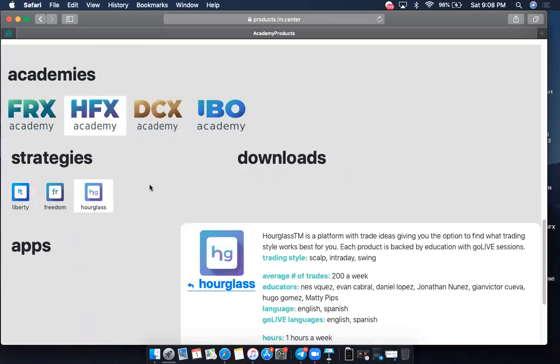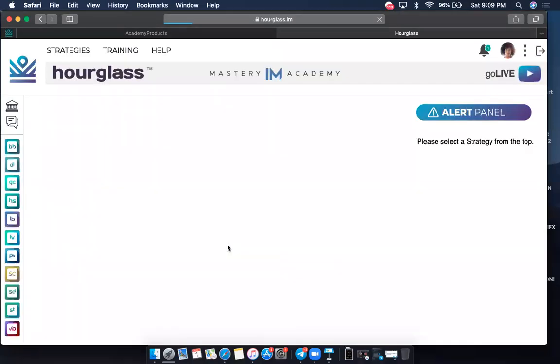If you have the elite package, you already have access to the hourglass. If you only have the basic package or just the HFX package, and you notice that your hourglass is black and white, you will need to go to your back office, im.academy, and go to where it says shopping cart and purchase the hourglass product for $22. Once you have that, you want to click on the hourglass.